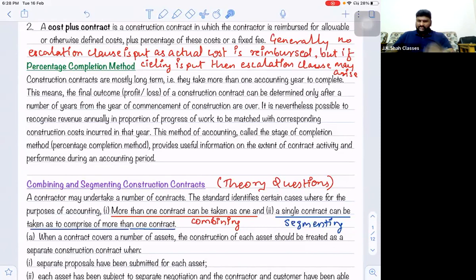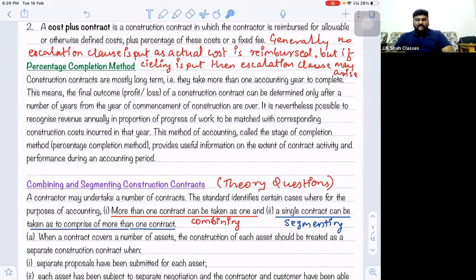Here, no need to go outside. You can do it yourself. You have to calculate your proportion on the basis of cost incurred as a percentage of total cost. Cost incurred as a percentage of total cost. That will be your percentage of completion.